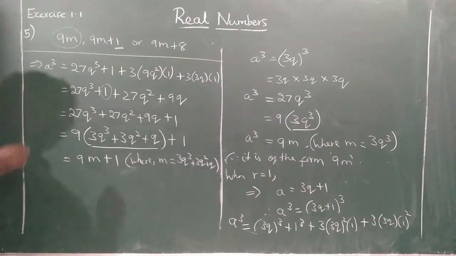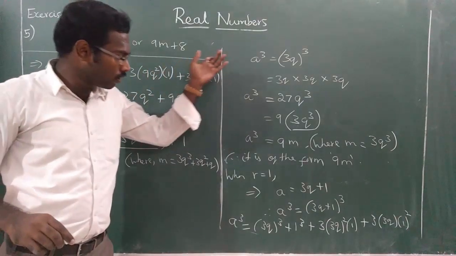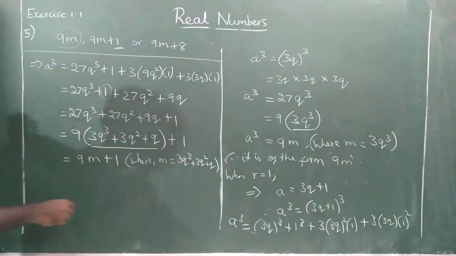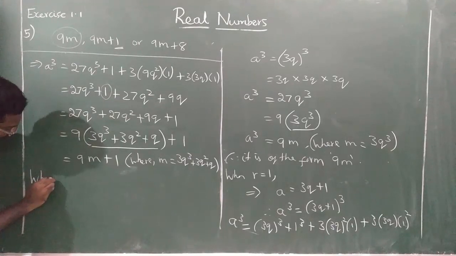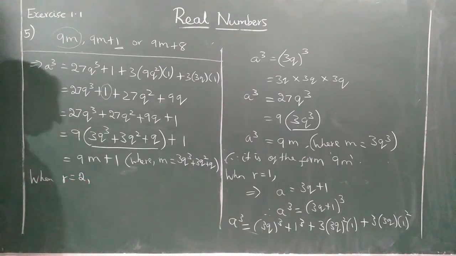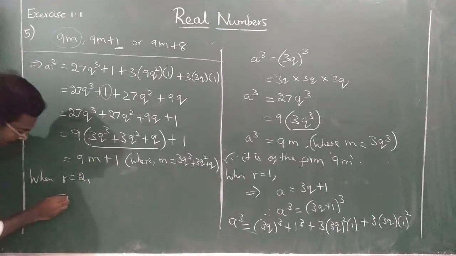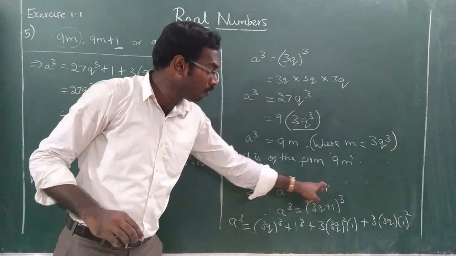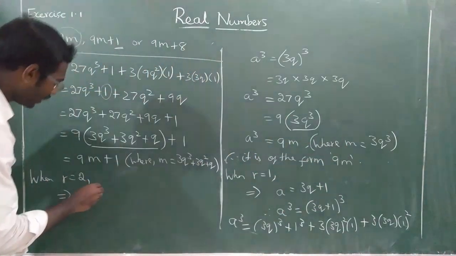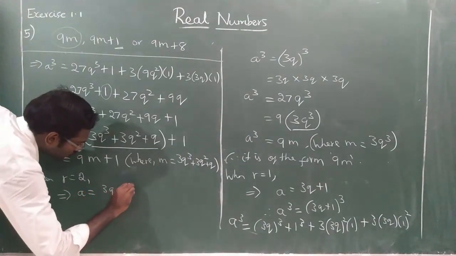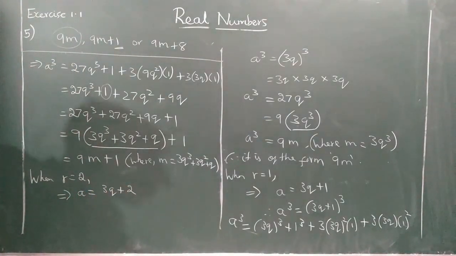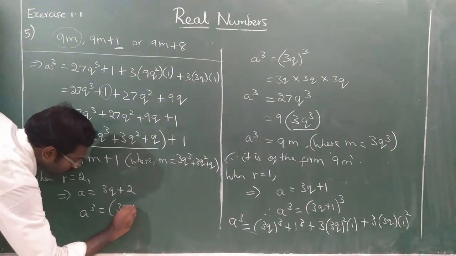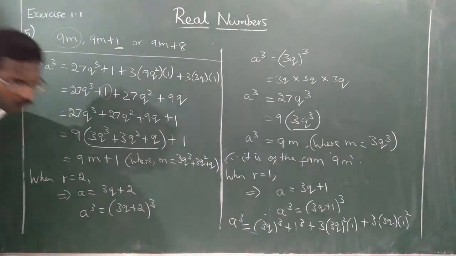Now, first we proved for r is equal to 0. Then we proved for r is equal to 1. Now we have to prove for when r is equal to 2. When r is equal to 2, so you will get a is equal to what? a is equal to 3q + 2. So we are dealing with q. Therefore, a³ is equal to (3q + 2) the whole cube.